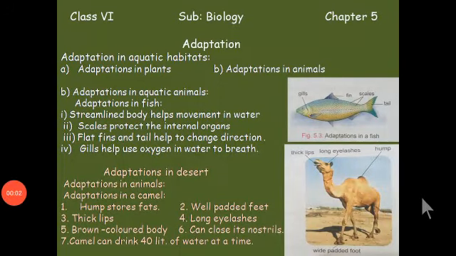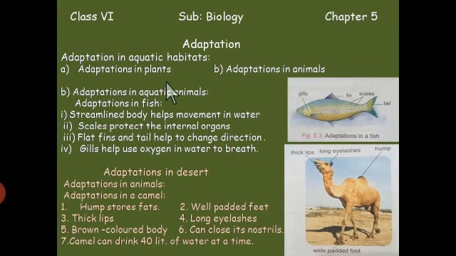Hello students, today we will discuss a topic of class 6, subject biology, chapter 5, adaptation. Students, in the previous video we started adaptations in aquatic habitats, in which we discussed adaptations in plants.